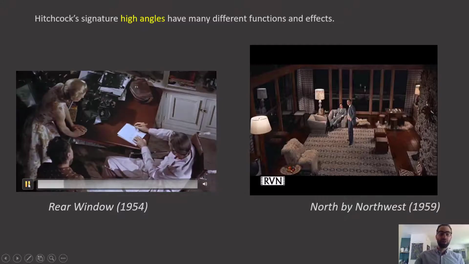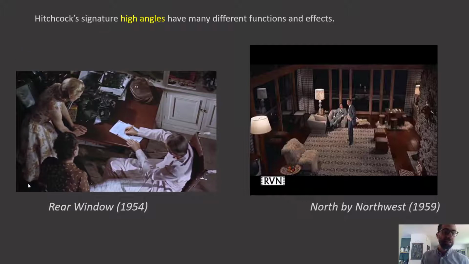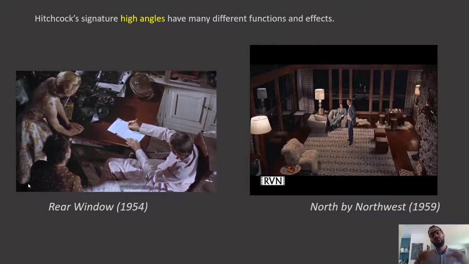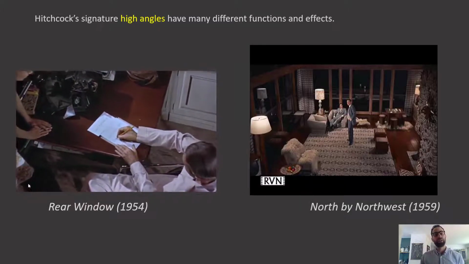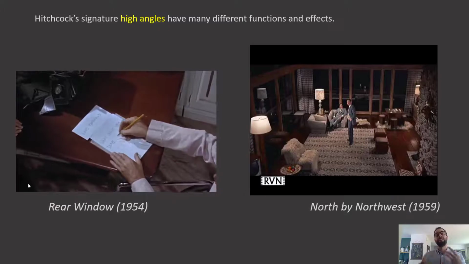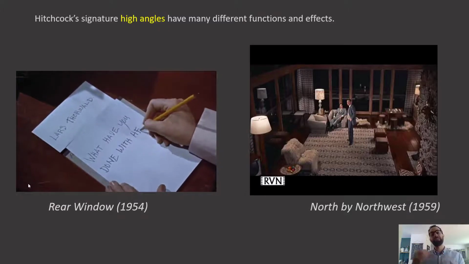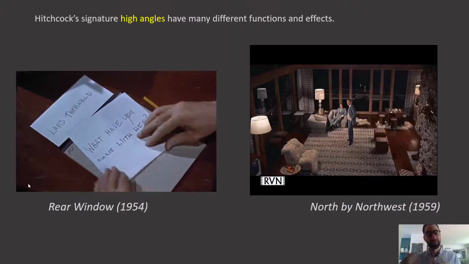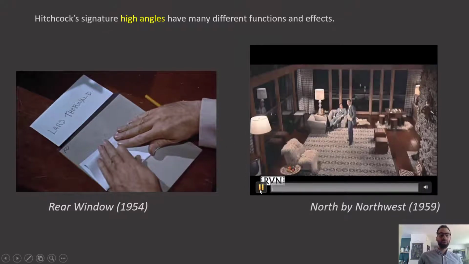You'll remember this moment from Rear Window. The high angle is there to kind of pique our interest, right? We don't quite see what Jeffries is writing, but the high angle gets our attention. And the camera movement forward grants us the wish of being able to read the narratively significant piece of paper that he's writing. In North by Northwest, we have something totally different.